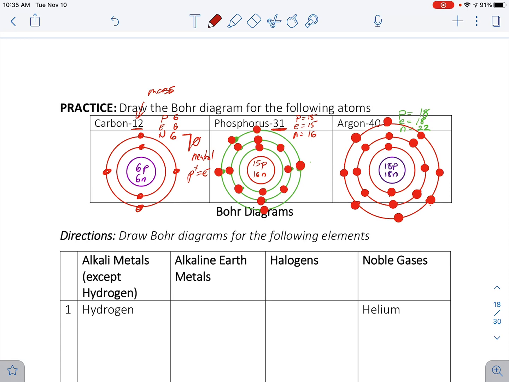So notice that you have to fill a shell before you can start putting electrons in the next shell. So that's one of the tricks that we want you to really learn, is that as you put the electrons down, you have to put them in the smallest circle first.